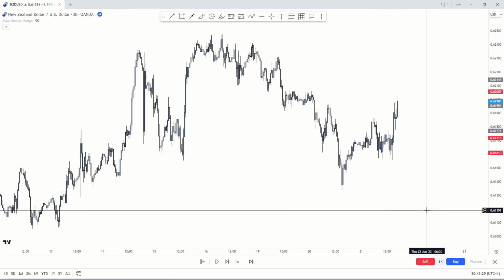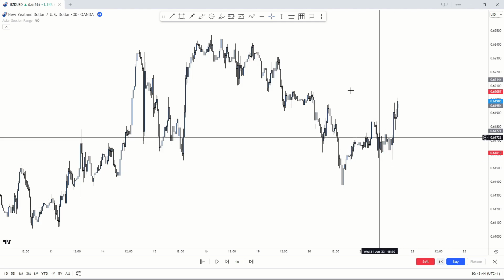All right, everyone, here I am on NZD/USD. We're going to be going through that example of how to use the real change of character in 2023. I also did a trade breakdown of this on my Instagram, so make sure you check out that post as well. But yeah, let's get into this.